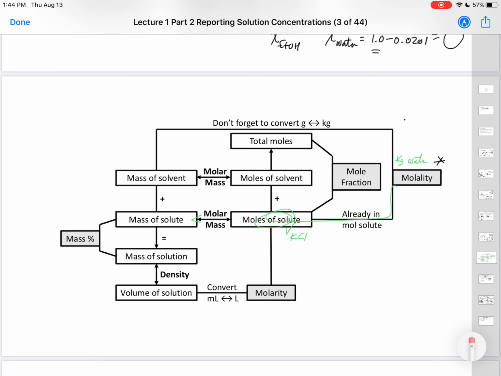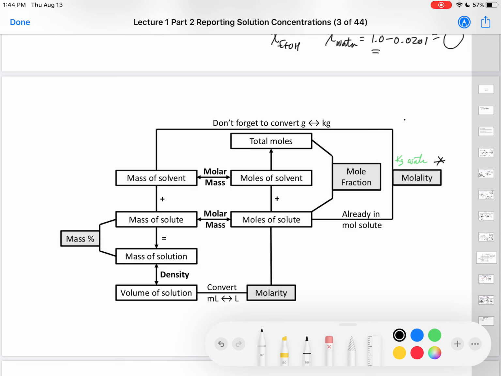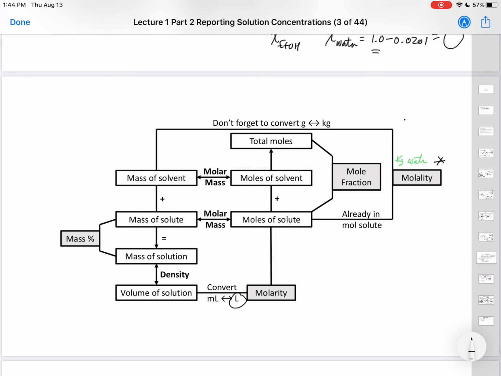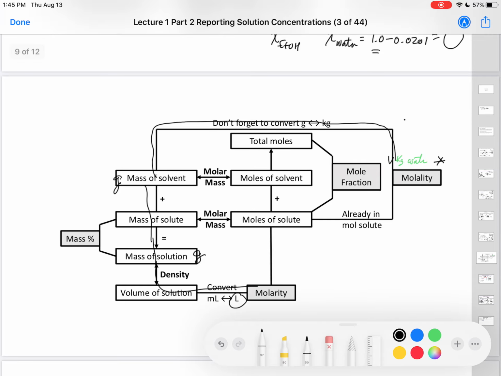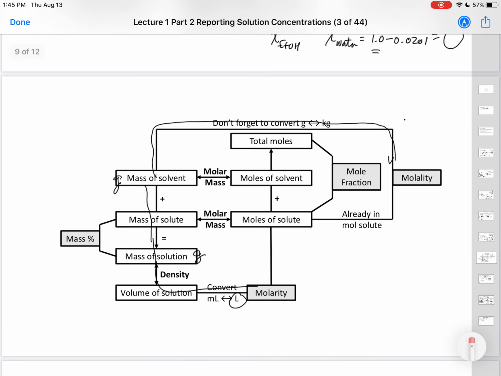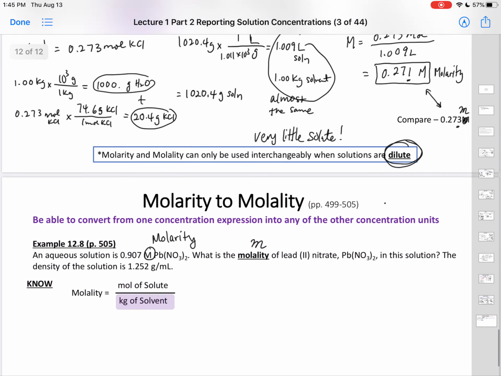We're going to take our molarity and convert the 1 liter to milliliters, and then milliliters to grams using the density. So we're traveling in this direction. Then we're going to add the grams of the water and the grams of the lead nitrate to get the mass of the solution, in grams. We convert the water mass to kilograms to plug it into our molality expression. So let's go ahead and do that, and again, we're just following this pathway.